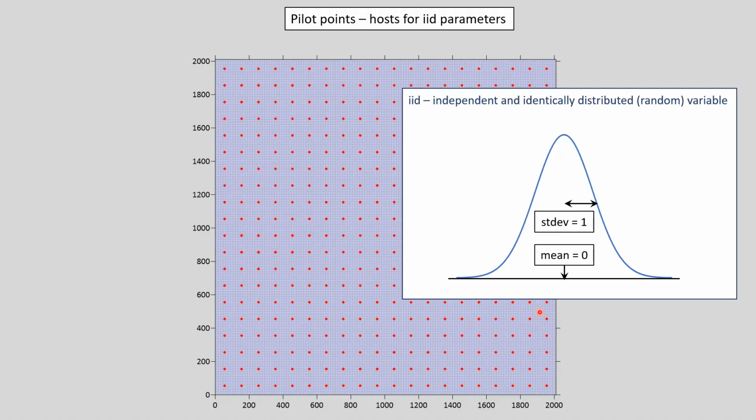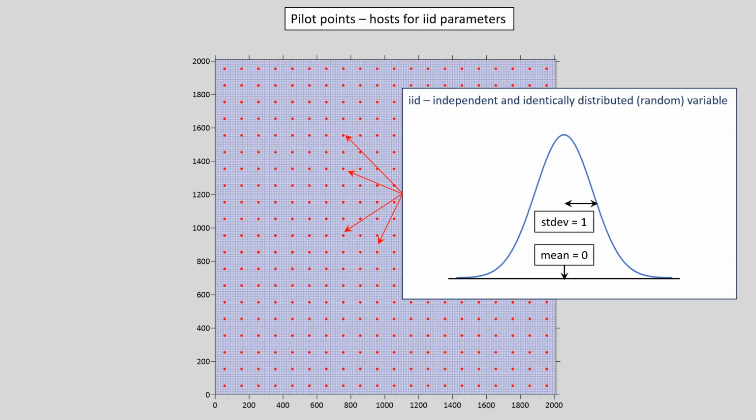It's got a mean of 0 and a standard deviation of 1. We assign one of these to each of these pilot points, and these are completely independent of each other. So the things that we're assigning to pilot points now are not spatially correlated. They're independent normal deviates. No need for a covariance matrix.